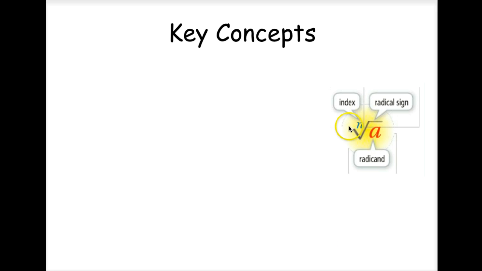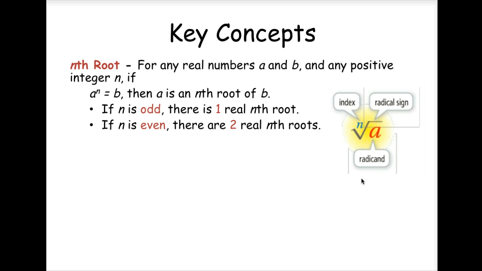Our key concepts. This number, if it doesn't have a number here for an index, it's understood to be a 2. Our radical sign, and then what's underneath the radical is the radicand. For any real numbers a and b, and any positive integer n, if a to the n is equal to b, then a is an nth root of b. If n is odd, then there is one real nth root, and if n is even, there are two real nth roots.